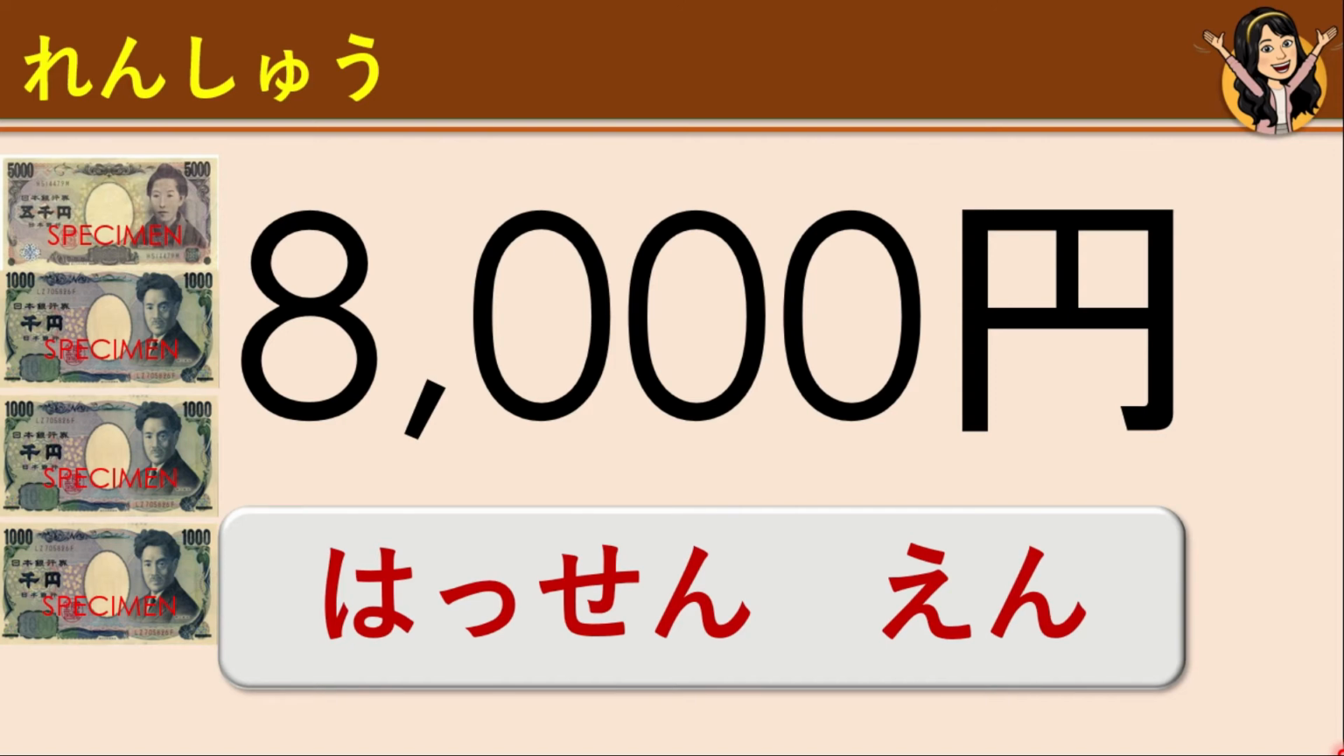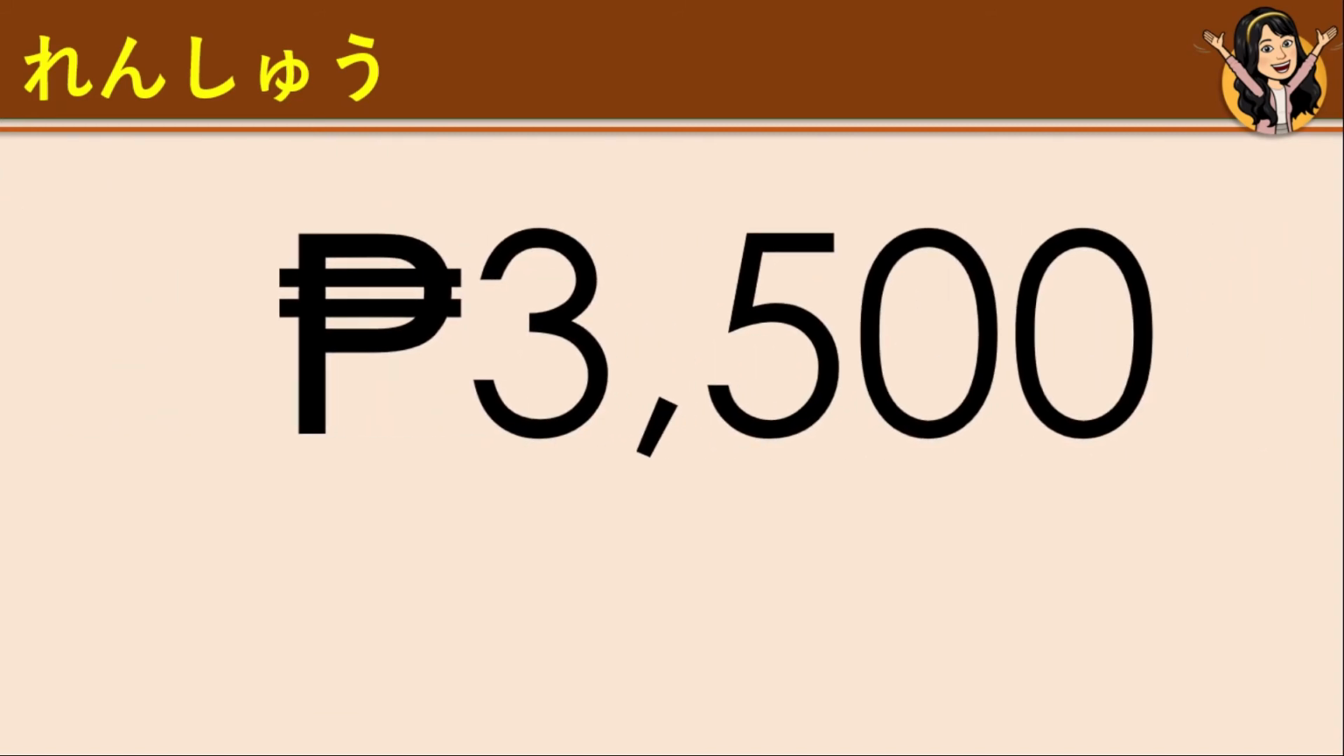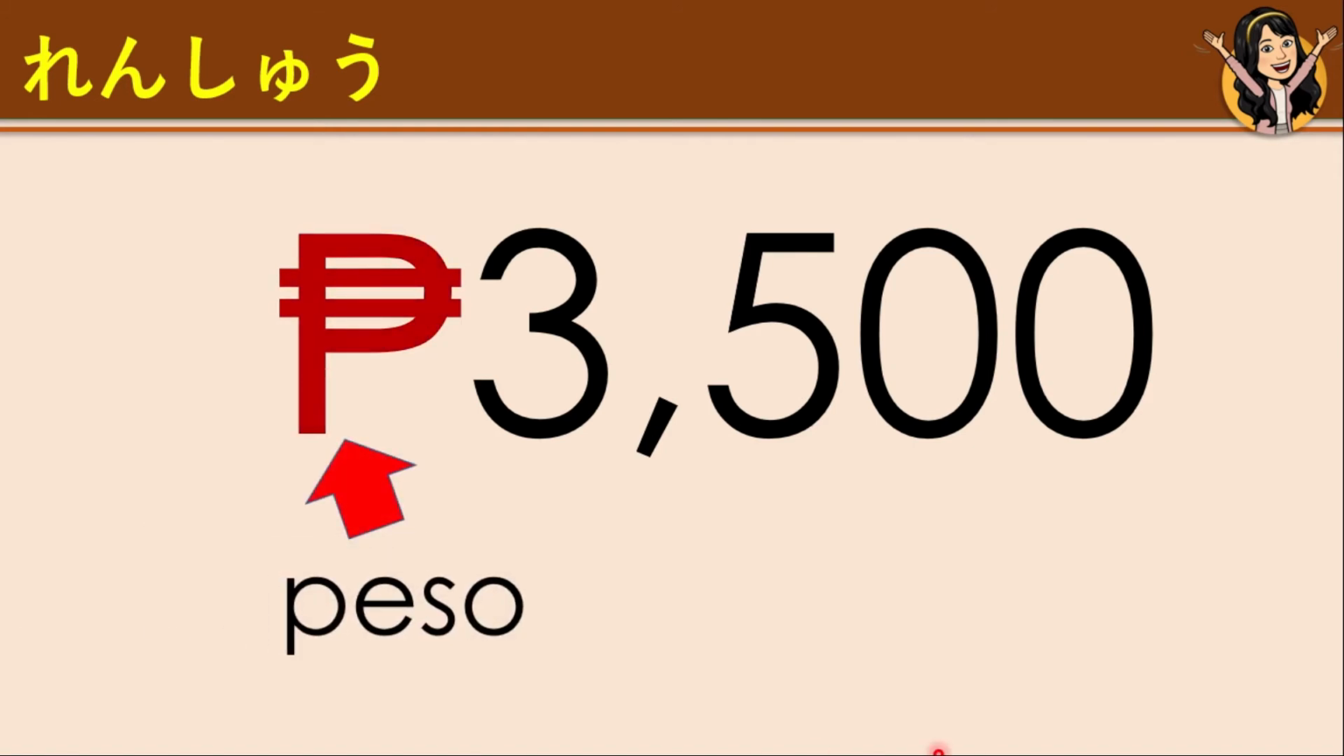Let's proceed to another example. We all know that this is the symbol for our Philippine peso. And in Nihongo, we say that as peso, not pesos. Again, we read it in Nihongo as peso. And we write it in katakana like this. So this is 3,500 pesos, right? But we read it as 3,500 peso.